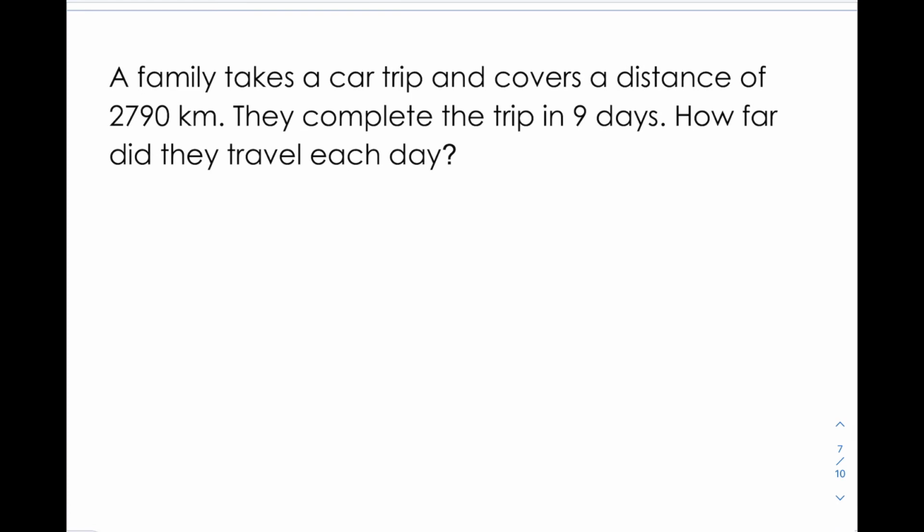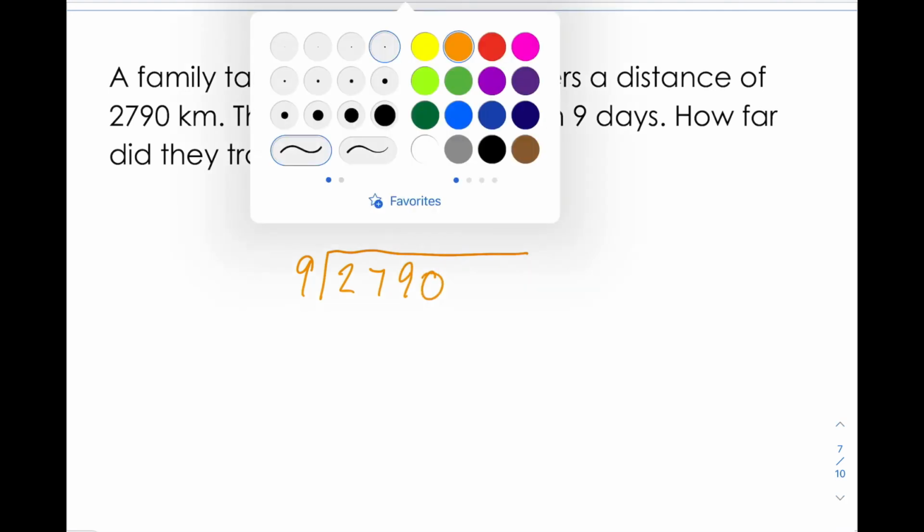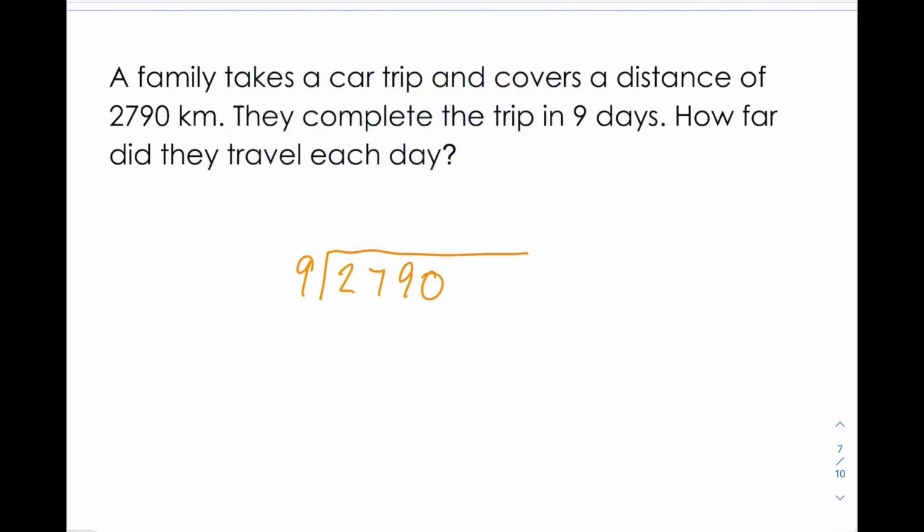Alright, let's try one more. A family takes a car trip and covers a distance of 2,790 kilometers. They complete the trip in 9 days. How far did they travel each day? So another long division question. How many 9s fit into 2,790? So this is a big one. 9 into 27 goes 3 times. 9 times 3 is 27. Subtract, we have 0 left over.